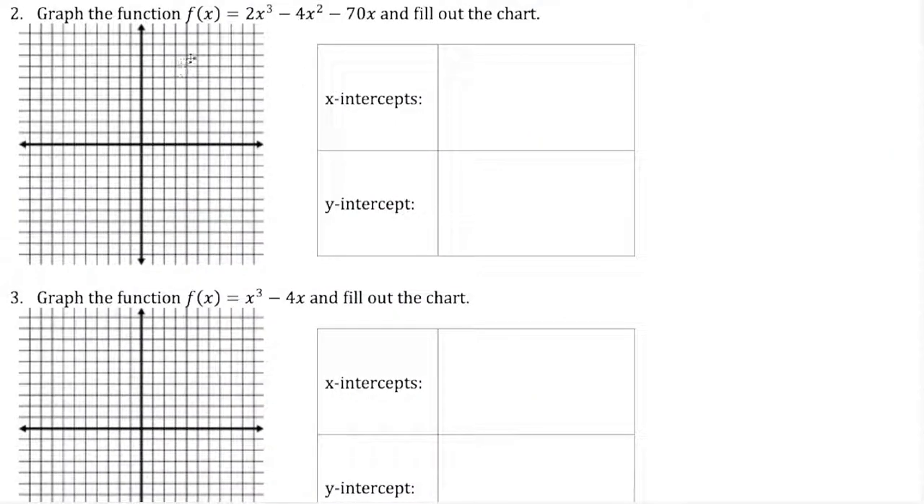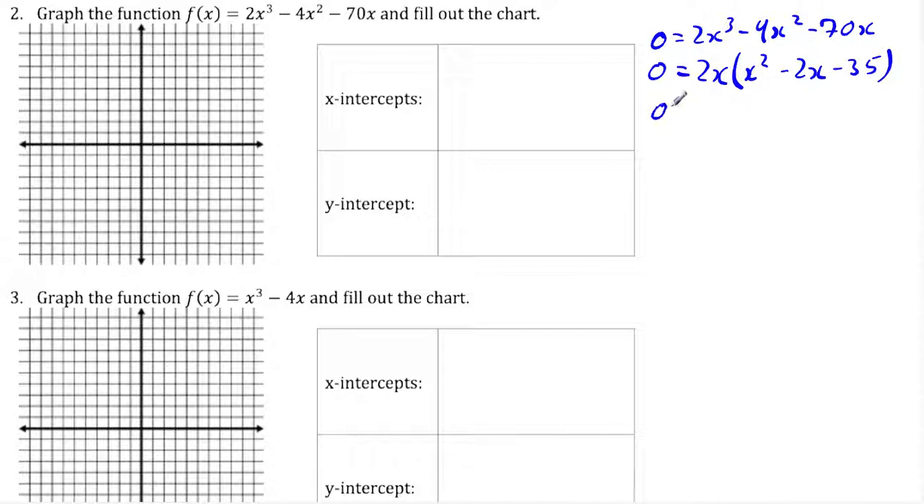Next up, we have to fill out this chart. So what we want to do is first find the x-intercepts. And we find the x-intercepts by making y 0. So 0 is equal to 2x to the third minus 4x squared minus 70x. We can actually factor out the greatest common factor, which in this case is 2x. And that leaves me with x squared minus 2x minus 35. That's a quadratic. That is also factorable. So I get (x minus 7) times (x plus 5).